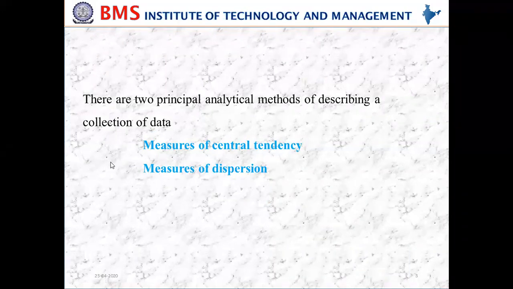What are those methods? We can call them measures of central tendency and measures of dispersion. These are the two methods we use for describing a collection of data, meaning how the data is varying and how it is spread. The measures of central tendency and measures of dispersion both give the analytical methods to describe the data. We'll discuss them one by one.